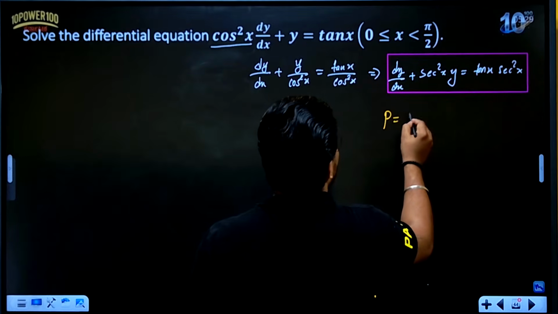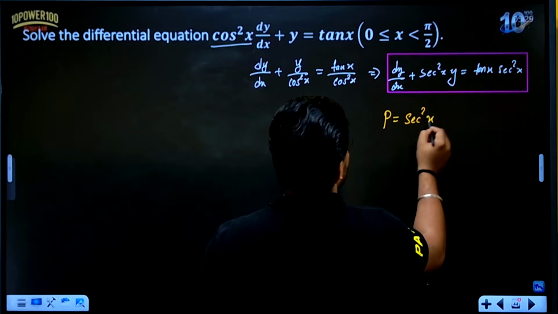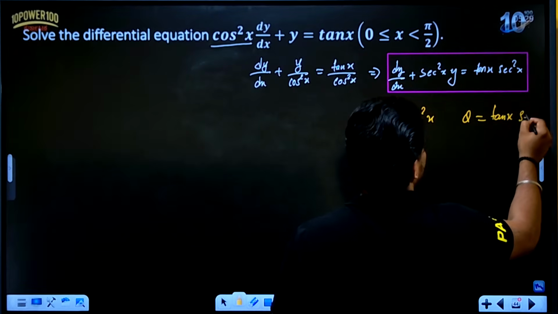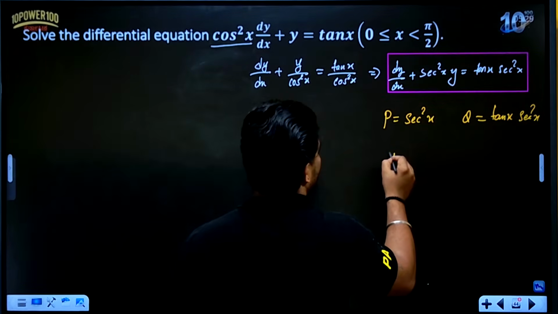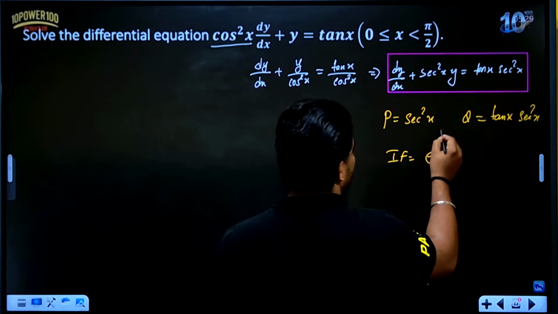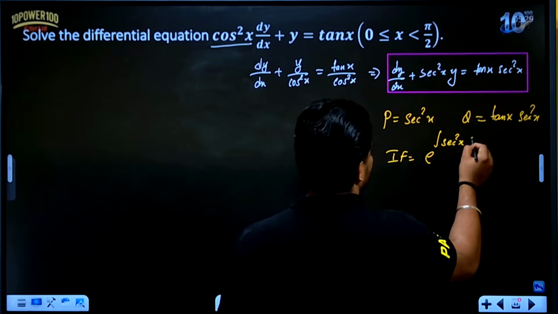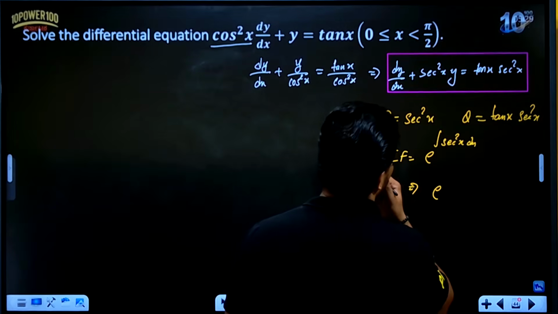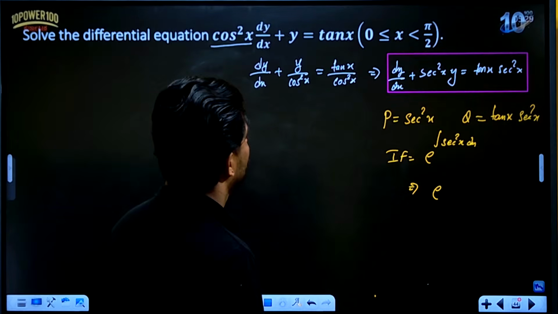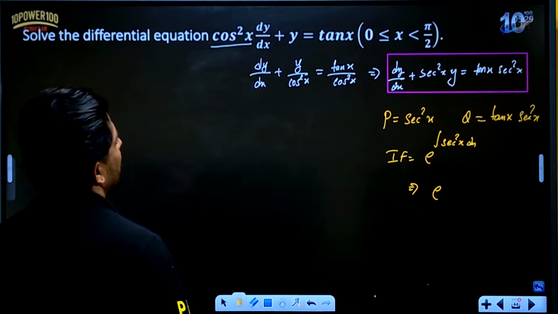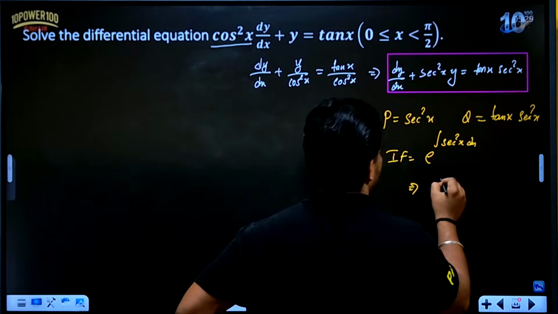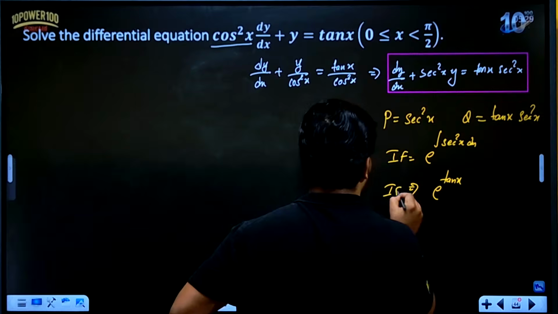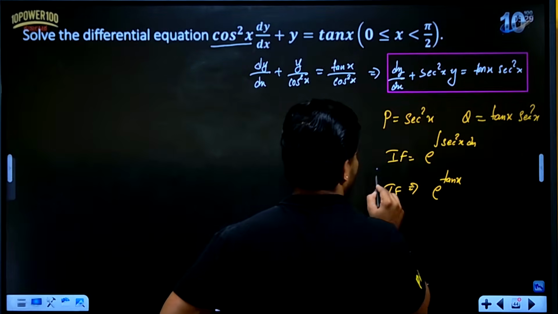So p is equal to secant square x and q is equal to tan x into secant square x. So now integrating factor is equal to e to the power integration of secant square x dx. Wait a minute, integration of secant square x is tan x only. So e to the power tan x, that's it. This is the integrating factor. Okay, so let's keep it.